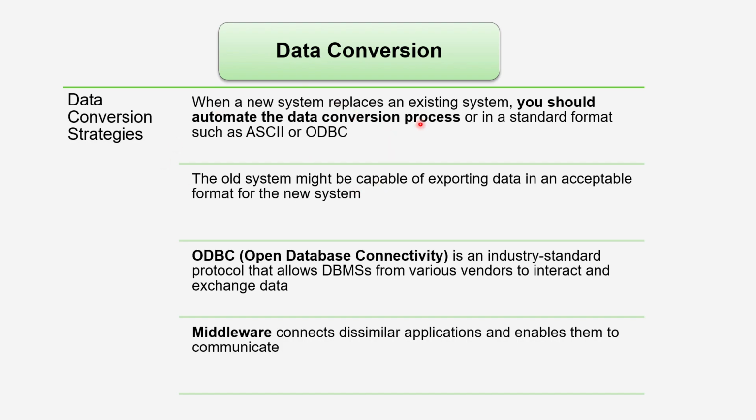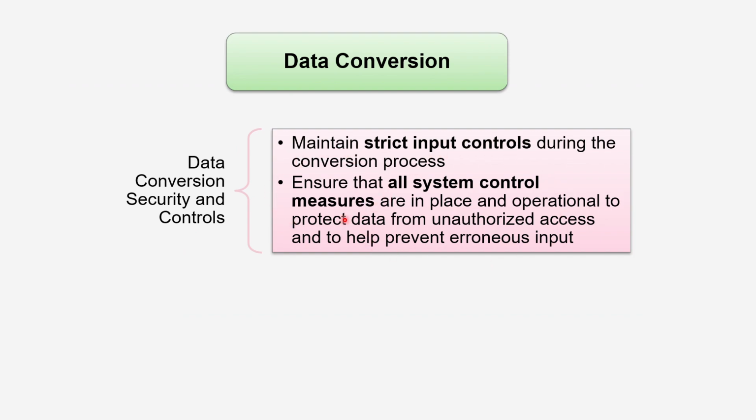Data conversion strategies. When a new system replaces an existing system, you should automate the data conversion process or use a standard format, such as ASCII or ODBC. And then lastly, data conversion security and control. For you to maintain strict input control, and to ensure that all system control measures are in place.